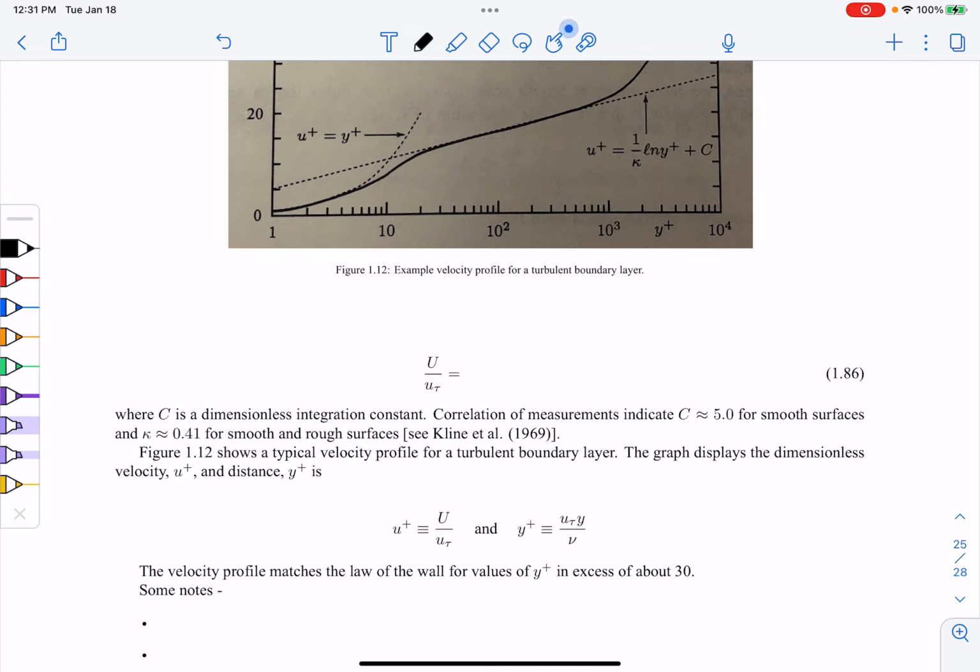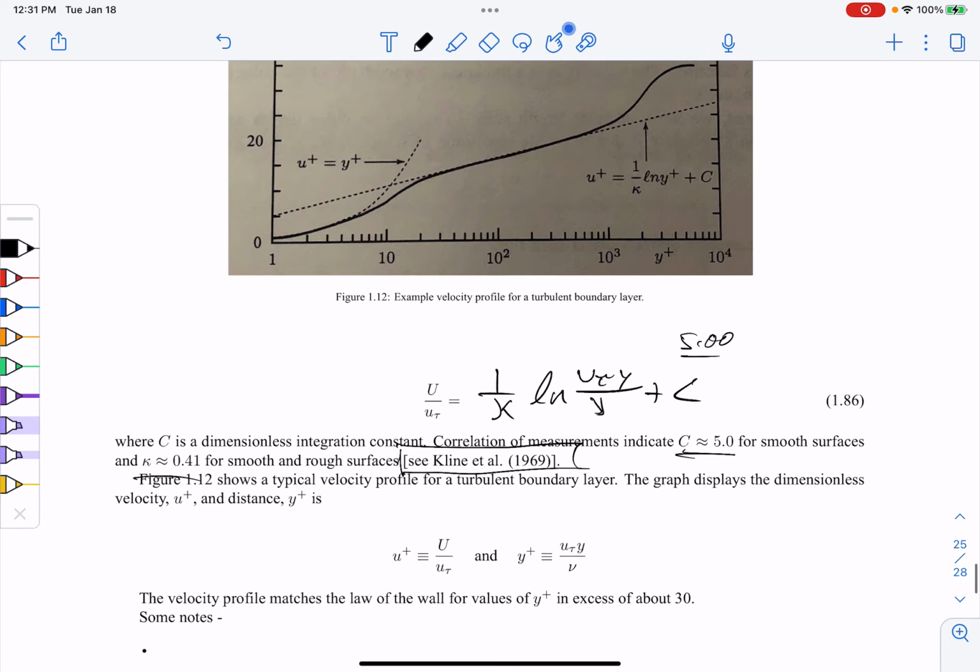There it is. It's 1 over kappa, and this is von Karman's constant, times the natural log of u tau y all over nu, plus c. Here c is usually about 5, but we'll see this might change depending on roughness for smooth surfaces. And kappa is that von Karman constant, which is 0.41. And these were really shown in Klein's paper in 1969.